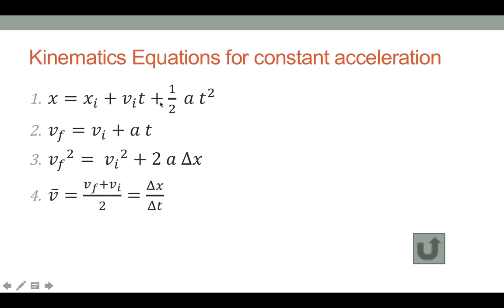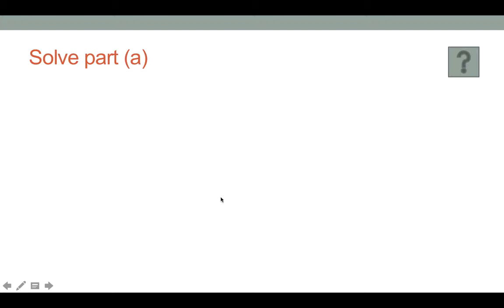For each part of the problem, what we need to figure out is which one of these equations is the easiest way to find an unknown given known values. So what we're going to first do is consider part A. Here we're asked to find the maximum velocity.